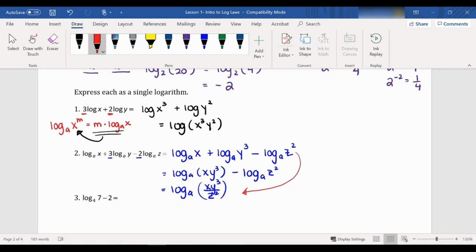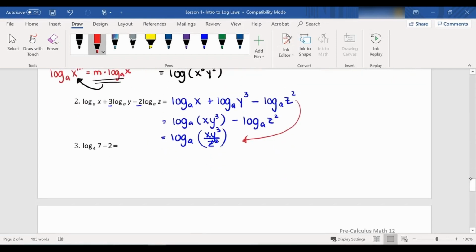Now, this last one's a little tricky. This would be considered like the hardest type of these questions on a test or a take-home assignment. Part of the reason is because we've been asked to write as a single logarithm, but we don't have more than one logarithm. We only have the log base 4 of 7. And then we have this mysterious minus 2. So what we really need to do is we need to rewrite this 2 as a logarithm.